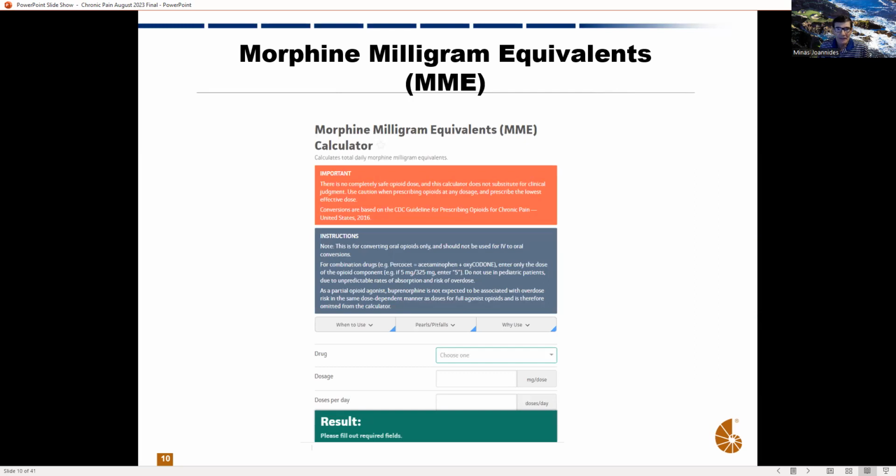So how do you do that? This is a morphine milligram equivalent calculator, which you can find on the internet. You plug in the name of the drug, the dosage in milligrams per dose, and then how many doses the applicant is taking per day, and you calculate what the morphine milligram equivalent is. Is it less than 50, hopefully? The smaller the number, the better. Or is it a larger number, say greater than 90, which would be very worrisome?